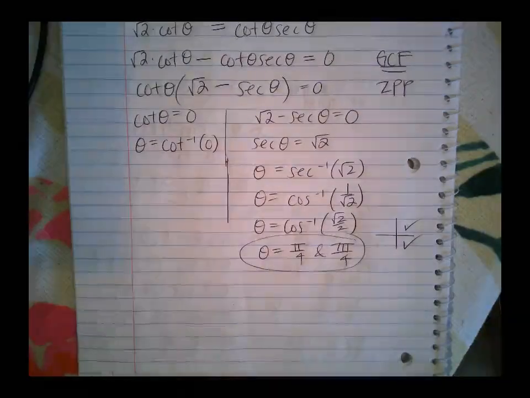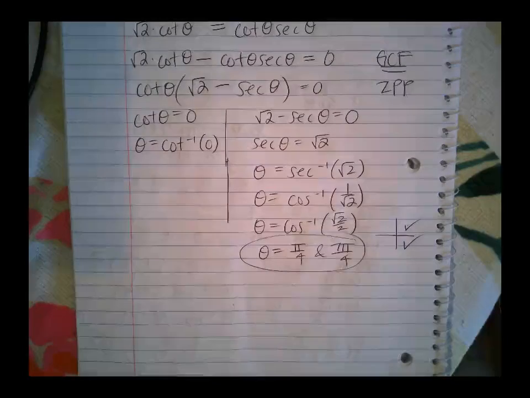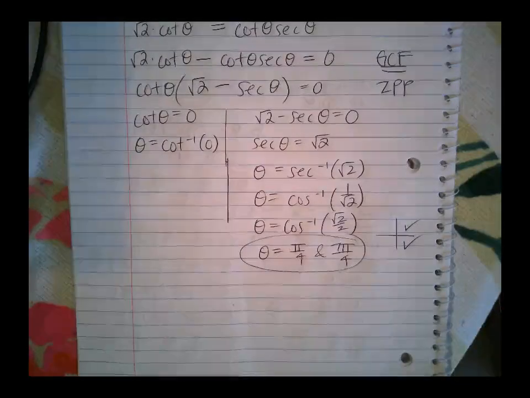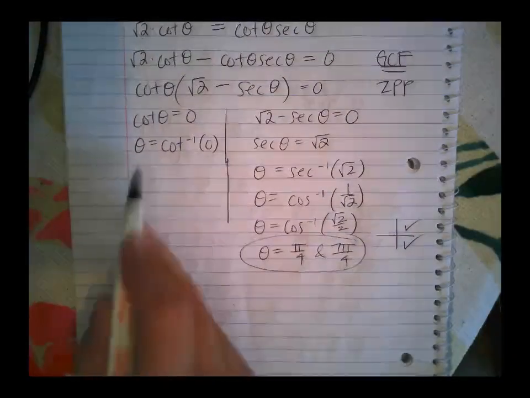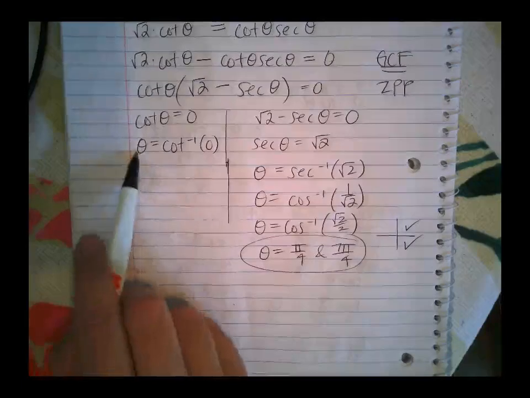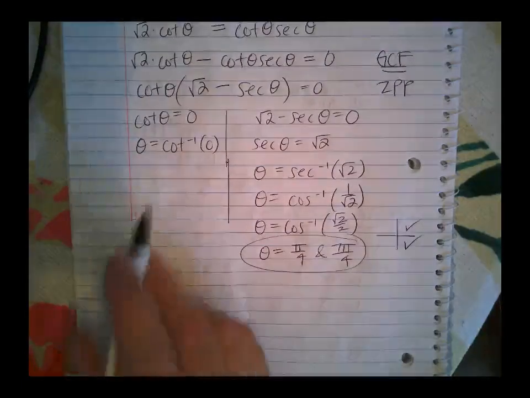So again, like I mentioned, a lot of these are going to be repetitious because there's only so many angles on the unit circle. So it's really just repeating, just putting the equations together in a different way. All right, so now we need to finish this side. We haven't solved for theta, we just set up our equation.